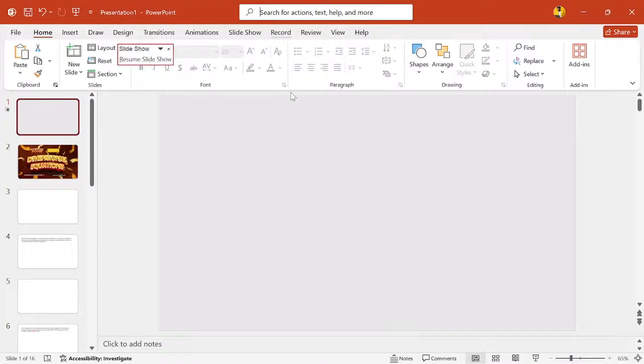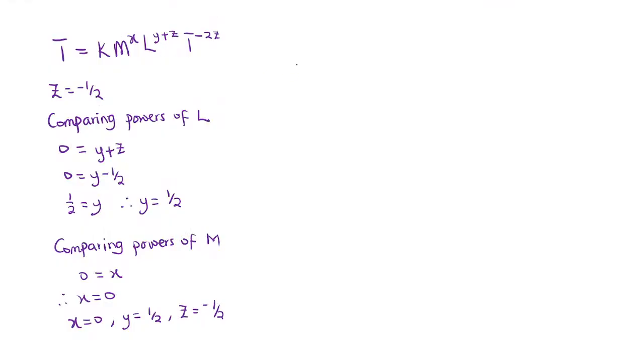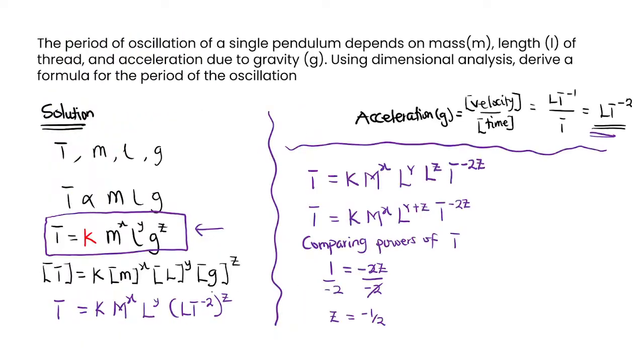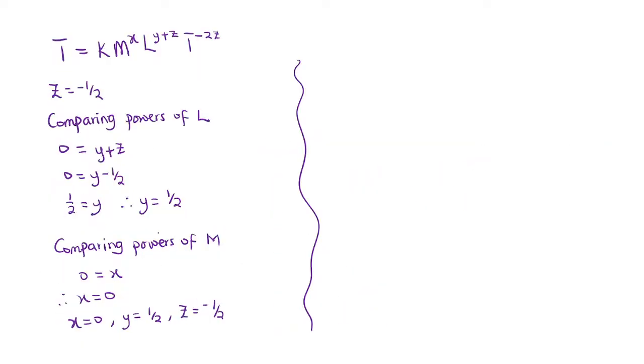So over here, I will rewrite the expression that I just showed. I have t is equal to k, then m raised to the power x, l to the power y, where l is the length, and then gravity, g, to the power z over here.